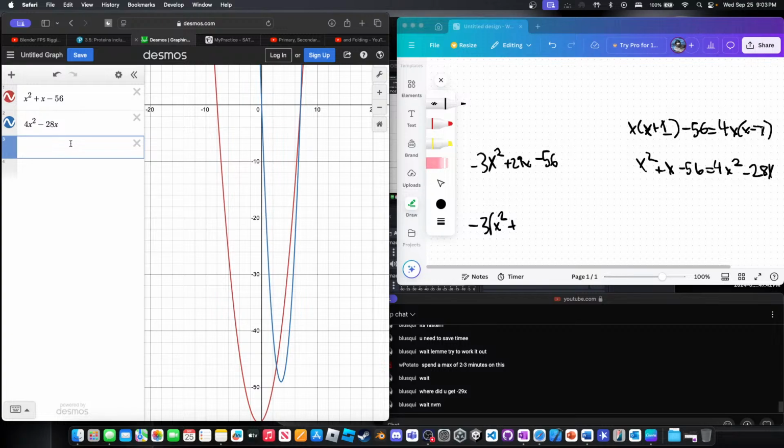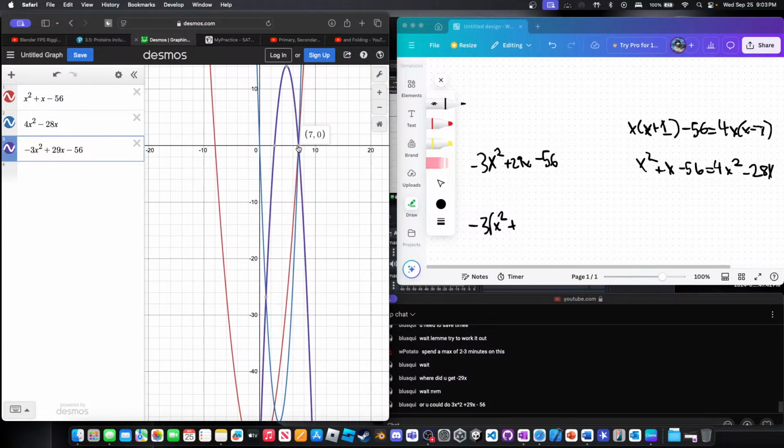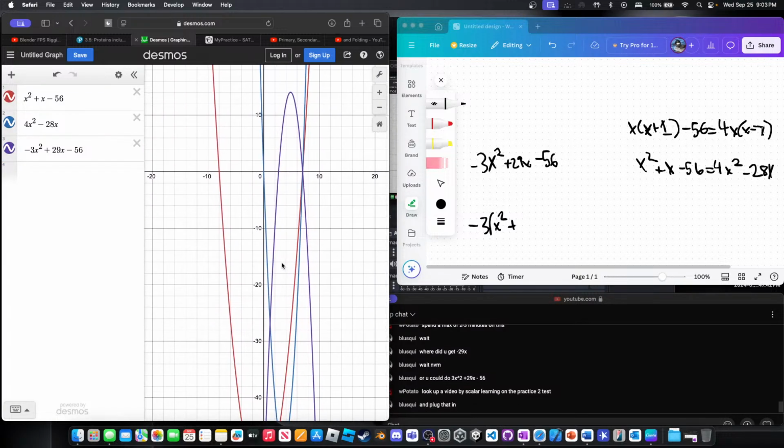So what if I plug this equation in? Negative 3x squared plus 29x minus 56. Yeah. Oh, interesting. It's actually interesting. You can see that if I plug that in, the 2 points would be these two added together. Notice that. Okay, next.